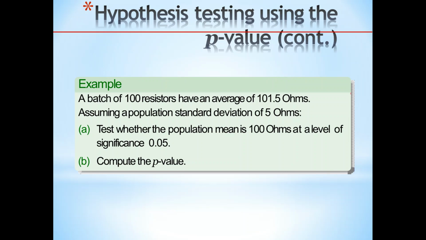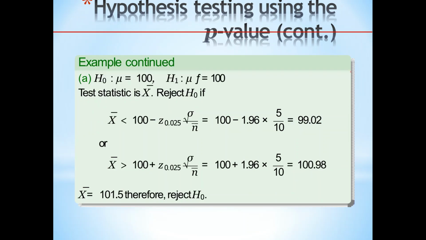Another example is given. A batch of 100 resistors has an average of 101.5 ohm. Assuming a population standard deviation of 5 ohm, test whether the population mean is 100 ohm at a level of significance 0.05. And number 2 is to compute the p-value. So in the first part, first of all we have to define the null hypothesis, that is mu equals 100, and the test statistic is x bar.